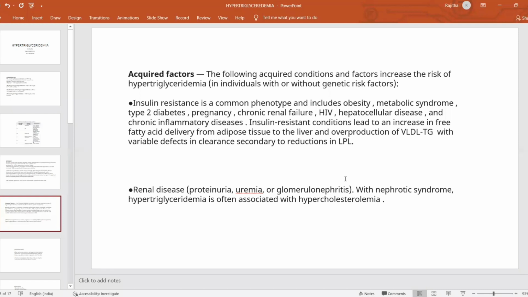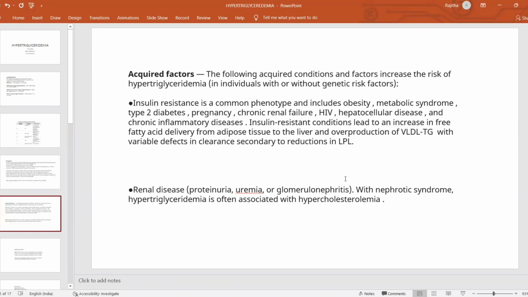Among acquired factors, insulin resistance is the most important one, which results in hypertriglyceridemia, as we all know. Obesity, metabolic syndrome, type 2 diabetes, pregnancy, chronic renal failure, HIV, hepatocellular disease, chronic inflammatory disease. All these conditions are associated with insulin resistance.